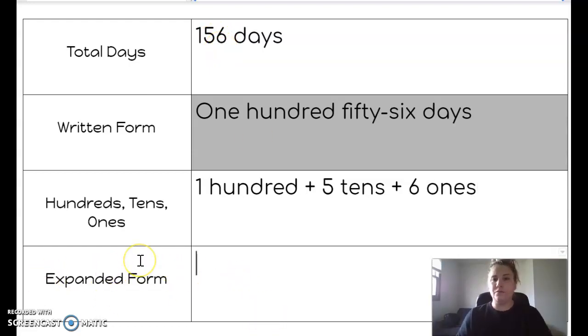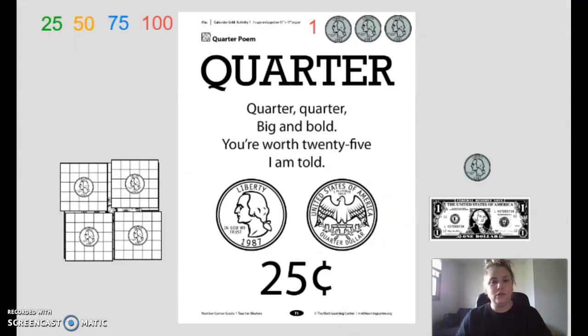Now our expanded form, remember, we can use our hundreds, tens, and ones in our total days to help us. So, how many hundreds do we have? We have 100 plus how many tens? 5, 10, 20, 30, 40, 50, very good, plus how many ones? 6. And that equals 156. Fantastic. Remember, we are still collecting our quarters.